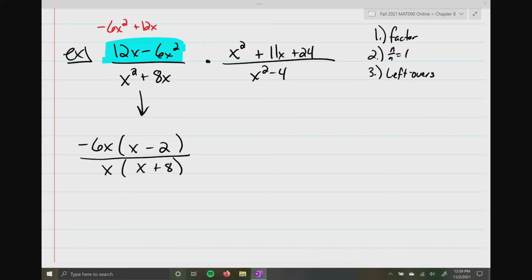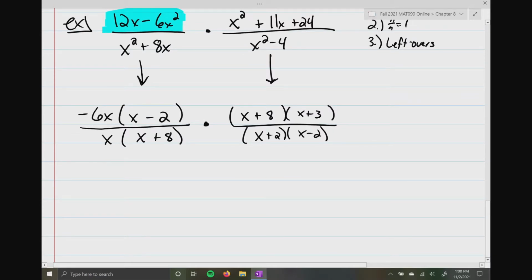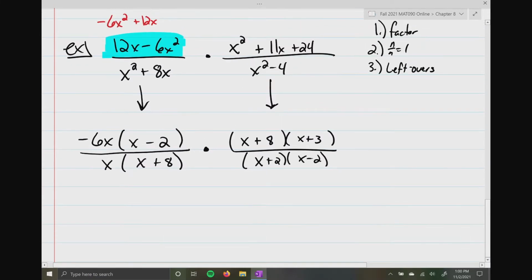Now I'm going to put a multiplication symbol. And now we're going to factor the second fraction. So in the second fraction numerator, there's no GCF, 3 terms. So that will factor down into x plus 8 and x plus 3 all over. And there's that difference of squares thing again. So this is going to be x plus 2 and x minus 2. All right. So the factoring, like I said, that was rough, but we're done with it.